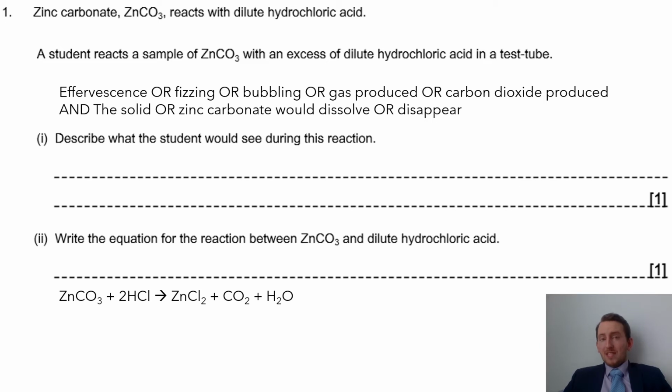For our product, zinc chloride, zinc has a 2 plus charge, chlorine 1 minus charge, so therefore we need to be ZnCl2 in zinc chloride, and then make sure it's balanced up by putting a big 2 in front of the HCl. But hopefully the start of the question should be nice and straightforward.